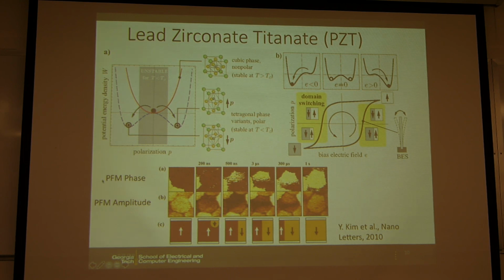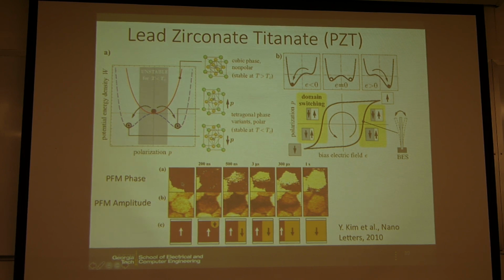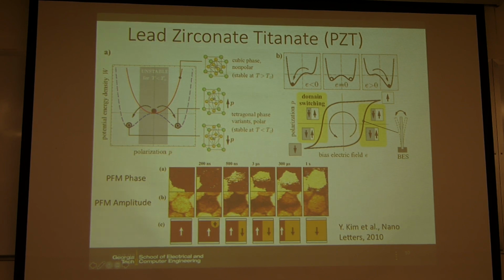So here I'm showing the PFM result of this material. As you can see here, initially this domain is pointing upward, and you can see the phase is red. Then after some time, you can see some red dots here. That means some of the domains get flipped, and with time, you can see more domains are flipped. Now you can see more yellow color here. After 1 second, the entire domain is flipped.